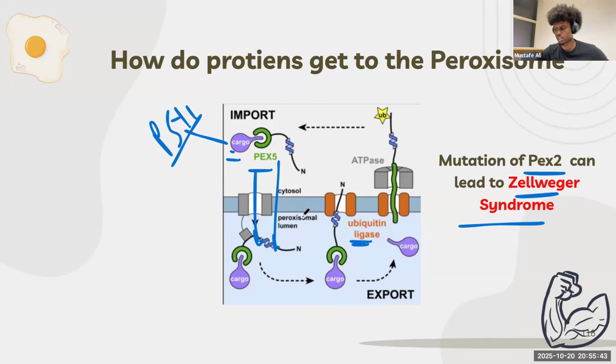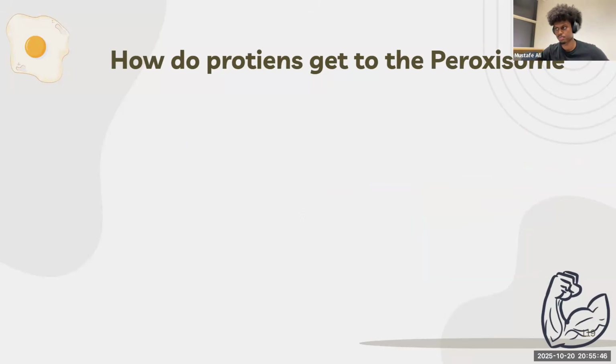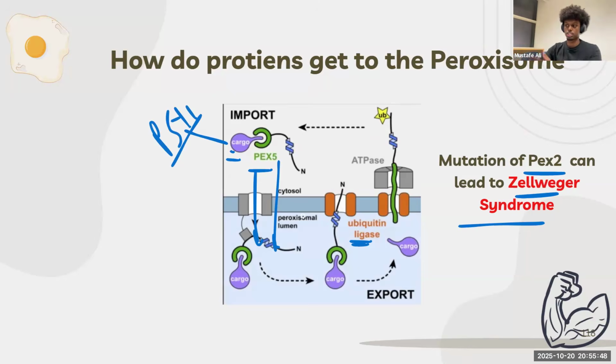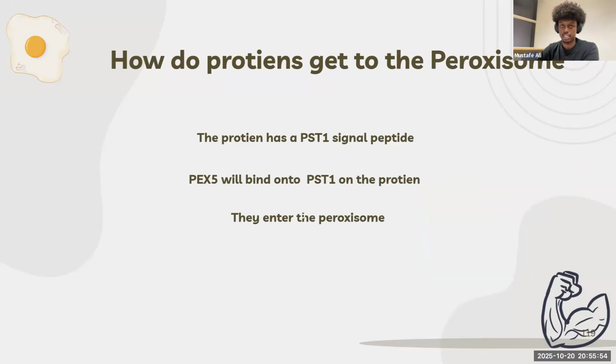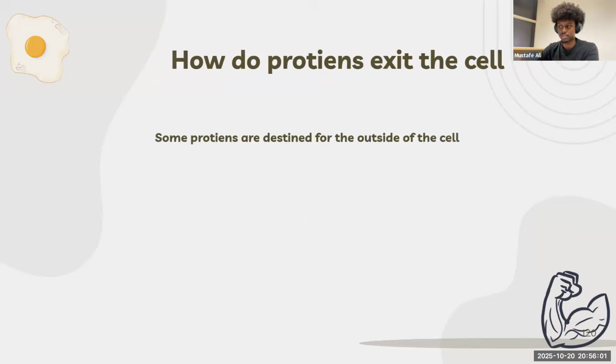That makes sense? Okay. Now again, to put it into words, the protein has a PST1 signal peptide. PEX5 will bind onto the site and take it into the peroxisome. Once it takes it into the peroxisome, there's ubiquitin ligase, which breaks it off and takes PEX5 out of the cell. Okay? So that's it for the peroxisomes.